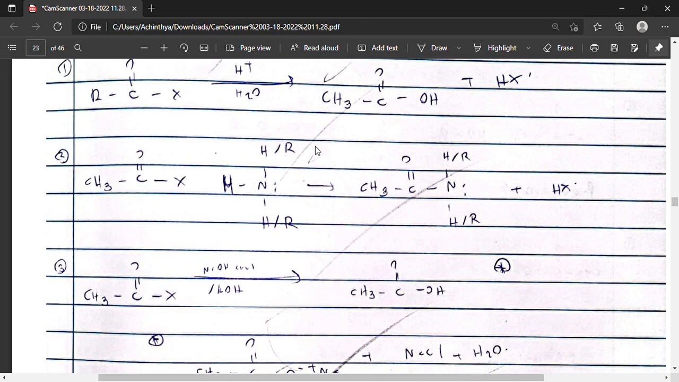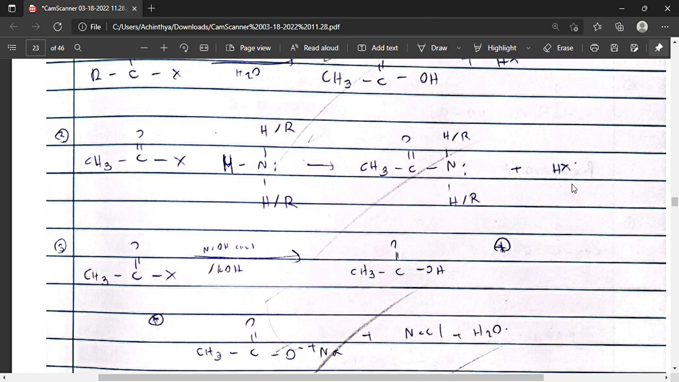We can also react acid halides with primary or secondary amines to produce this compound, where I think it's called an imine, as I remember, and through the same mechanism it will form the HX.